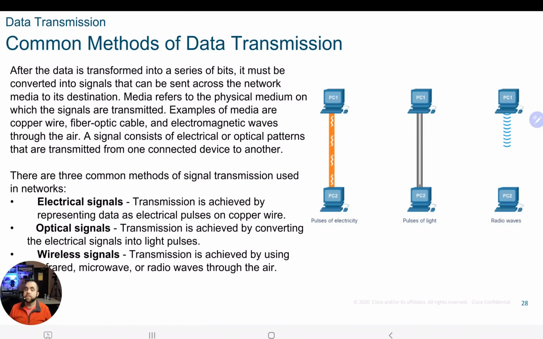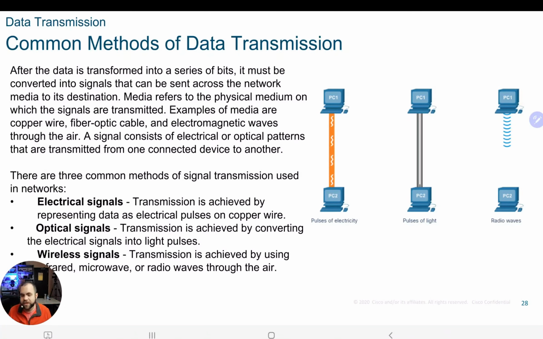Okay. From there, we move on to pulses of light. That's going to be in the form of fiber optic cable. Basically, it's like we take a tube and put a flashlight at the end and turn it on and off, on and off, on and off, and that goes through.